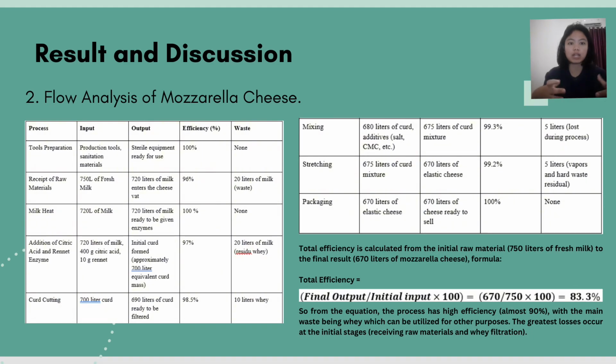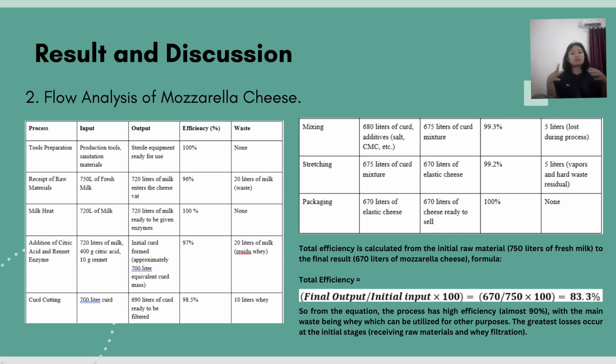After the curd is settled, we cut it into cubes, with the output of 690 liters of curd ready to be filtered, and the waste is only 10% of whey. After that, we mix with salt and CMC, and the output is 675 liters of curd mixture with 5 liters of loss during the process.